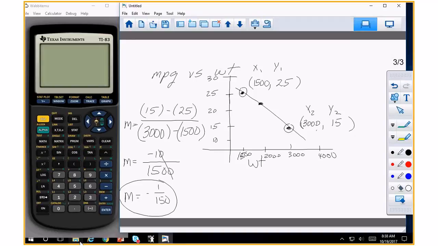Okay, now y minus y sub 1 is equal to m times x minus x sub 1. So I need to pick a point. Which point do you think I'm going to pick? The top one, 1,525. The 1,500 is the smaller number, and 2 is your first point. It doesn't matter which one you pick. So I'm going to pick 1,525, and my slope is equal to negative 1 over 150.